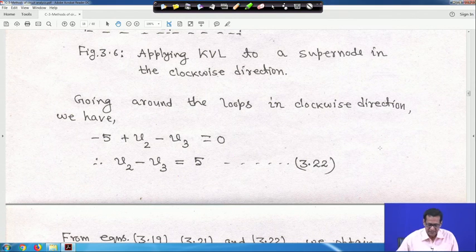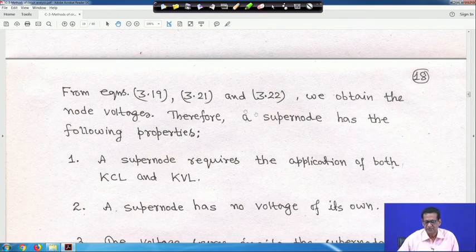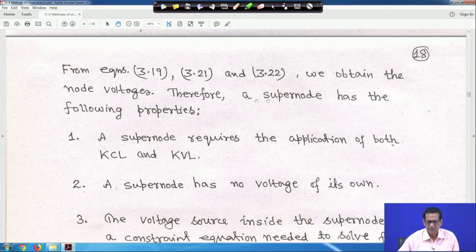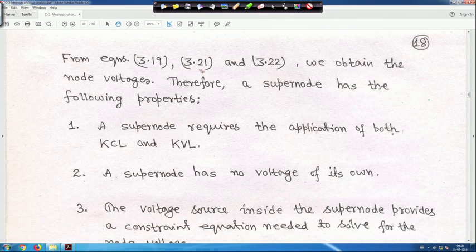So, then equation 19, it is chapter 3, that is why 3.19, 3.21, 3.22. Using equations 19, 21 and 22, we obtain the node voltages. Therefore, a super node has the following properties.